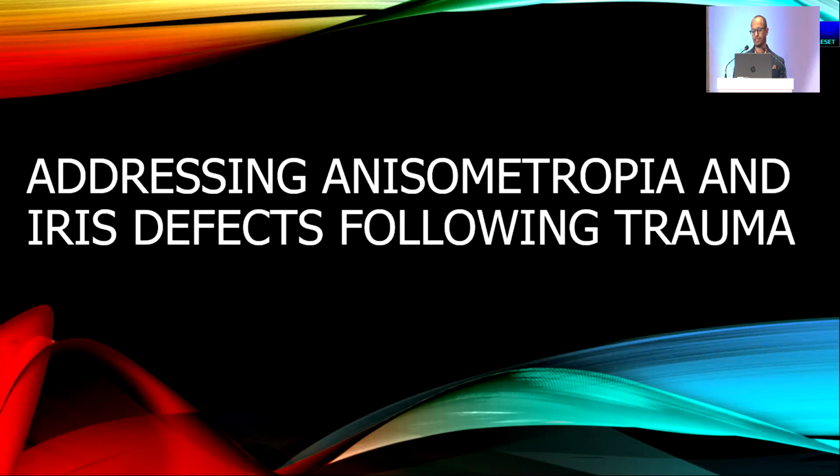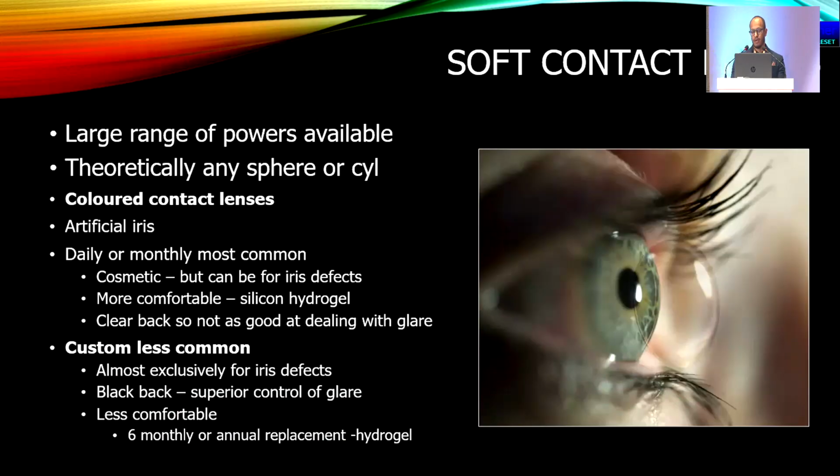So moving on to addressing anisometropia or antimetropia when there's an iris defect as well following trauma. We usually use a soft contact lens for this. The cornea usually remains a regular shape, so you can use a soft contact lens. They have a large power range in the modern world. Theoretically, any sphere still can be corrected with a custom-made soft contact lens.